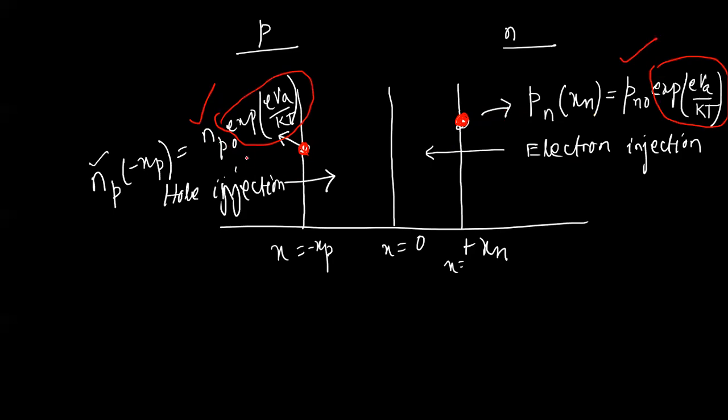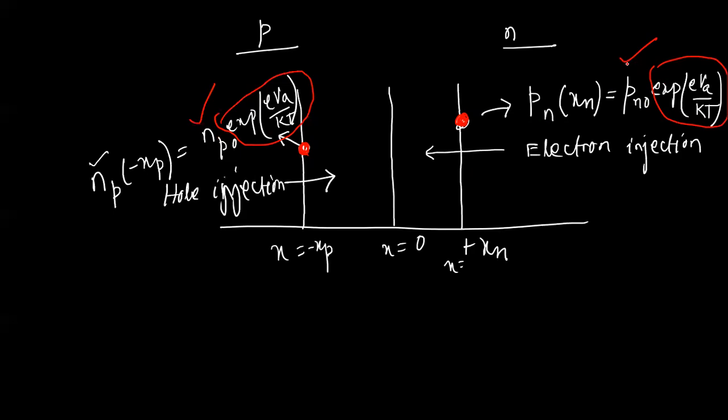You can say that np0 is greater here and pn0 is less, that is also fine. It is variable, it depends on the values of pn0 and np0. This is just to show you how the distribution or the concentration can be shown at x equal to xn or at x equal to minus xp.